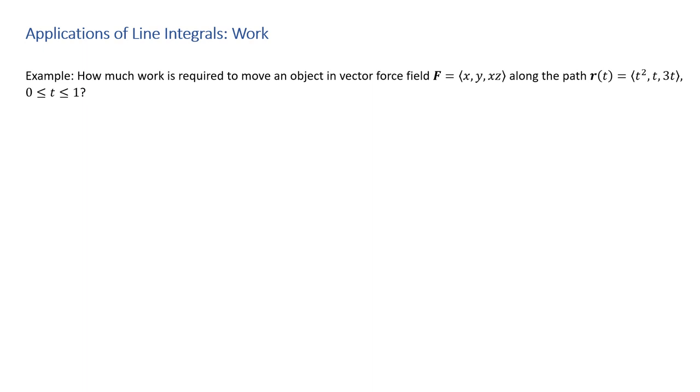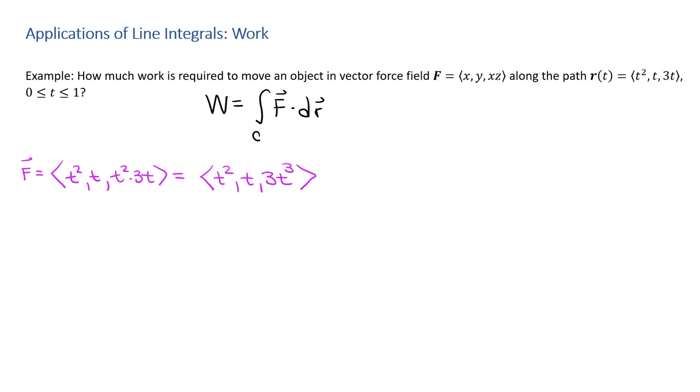So for this example, it says how much work is required to move an object in the vector force field. We have a 3-dimensional vector force field, xy, xz. And then we're given a space curve for our path. Our path has 3 dimensions as well, t squared, t, 3t. So if we want to compute our work, we're computing F dot dr. We're integrating that along our pathway. That means we're going to rewrite our vector field in terms of t, and then take the dot product of F with r prime, and that's exactly what we're going to integrate.